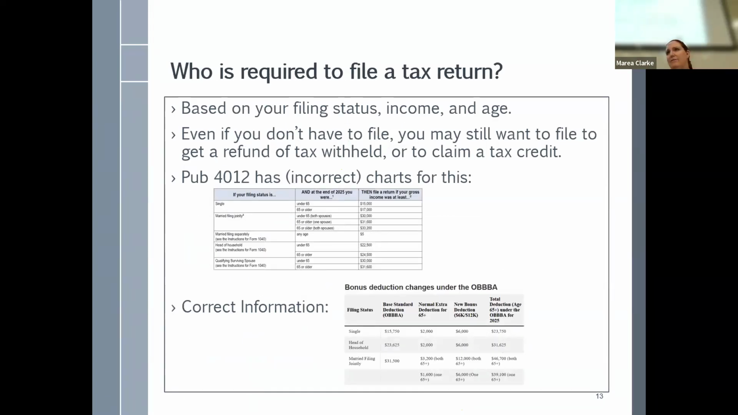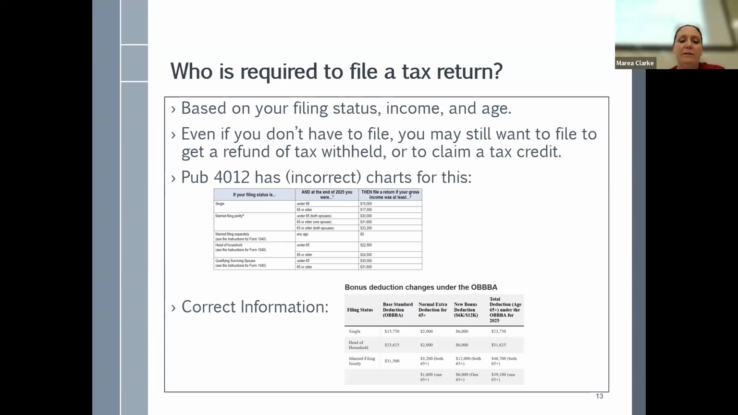Let's talk about who has to file a tax return. The truth is, for residents, it's actually kind of complicated. It's based on your age, your marital status, your filing status, and your income. And even if you don't have to file, sometimes it can be to your advantage to go ahead and file because there might be one of those refundable credits where you get a bunch of money back.